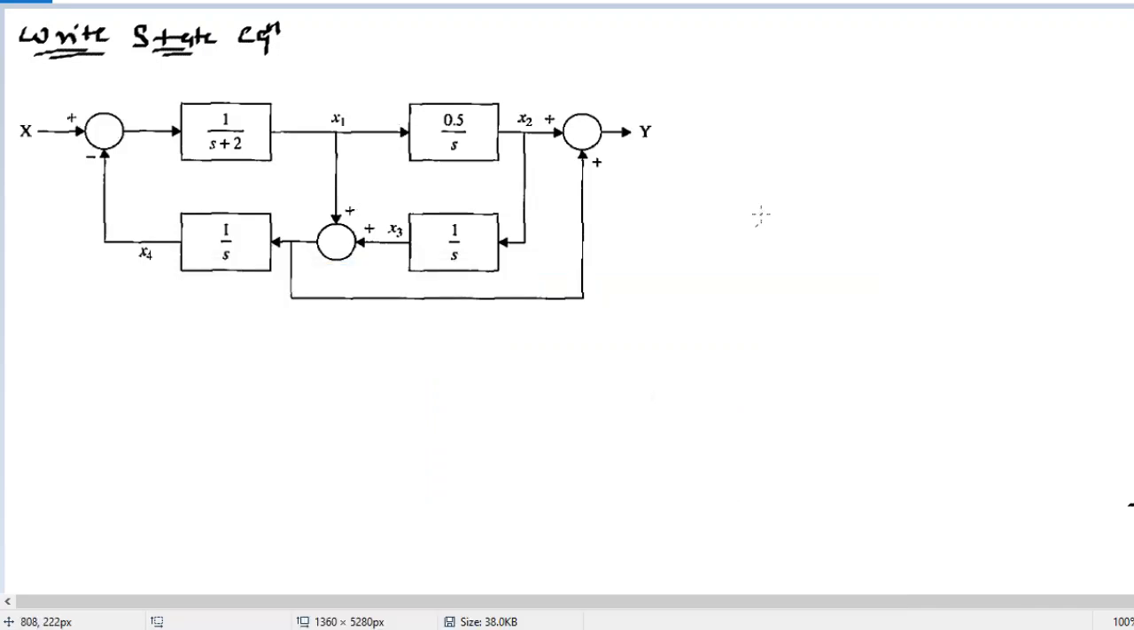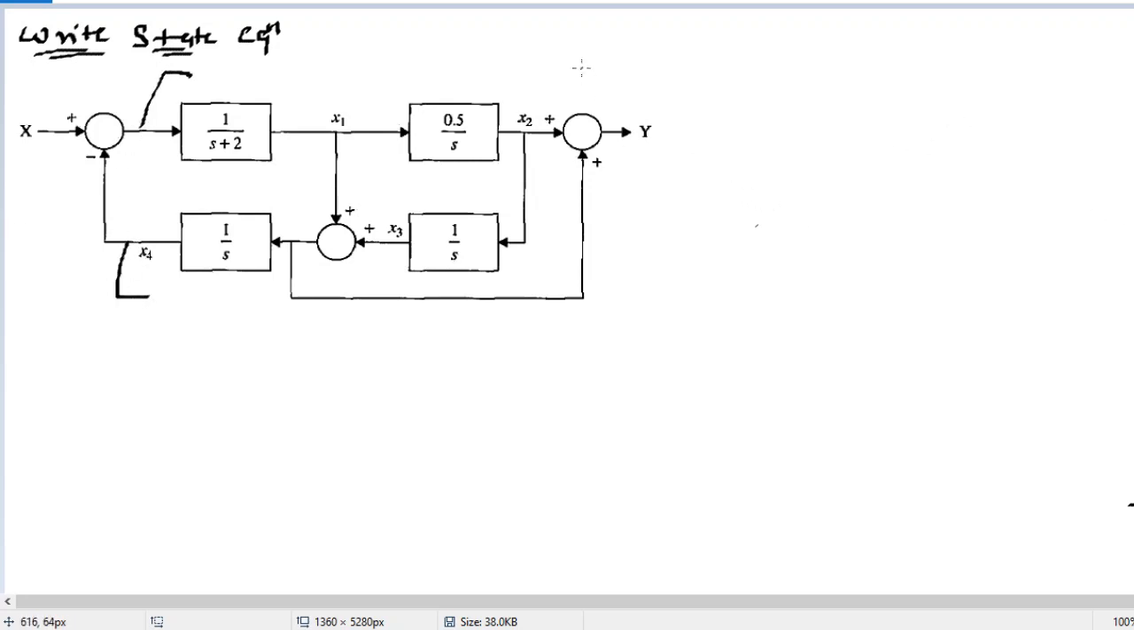Today I have a question which I am going to solve. This question is from control system. Here we have a block diagram of a control system in which we have to calculate the state equation for that block diagram.